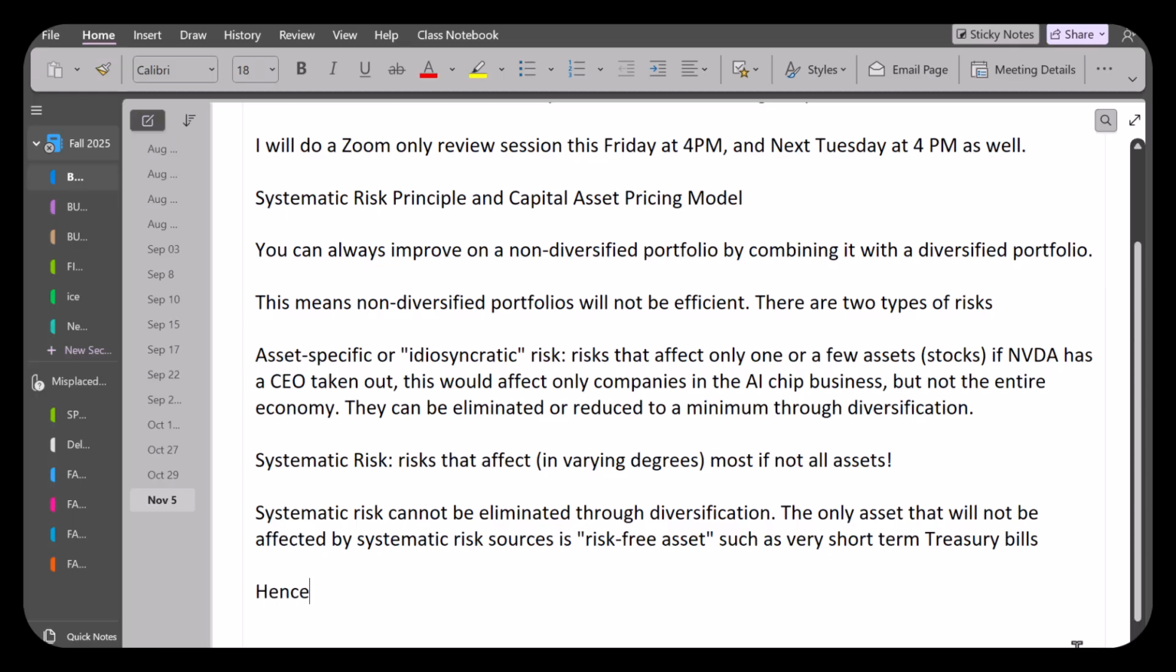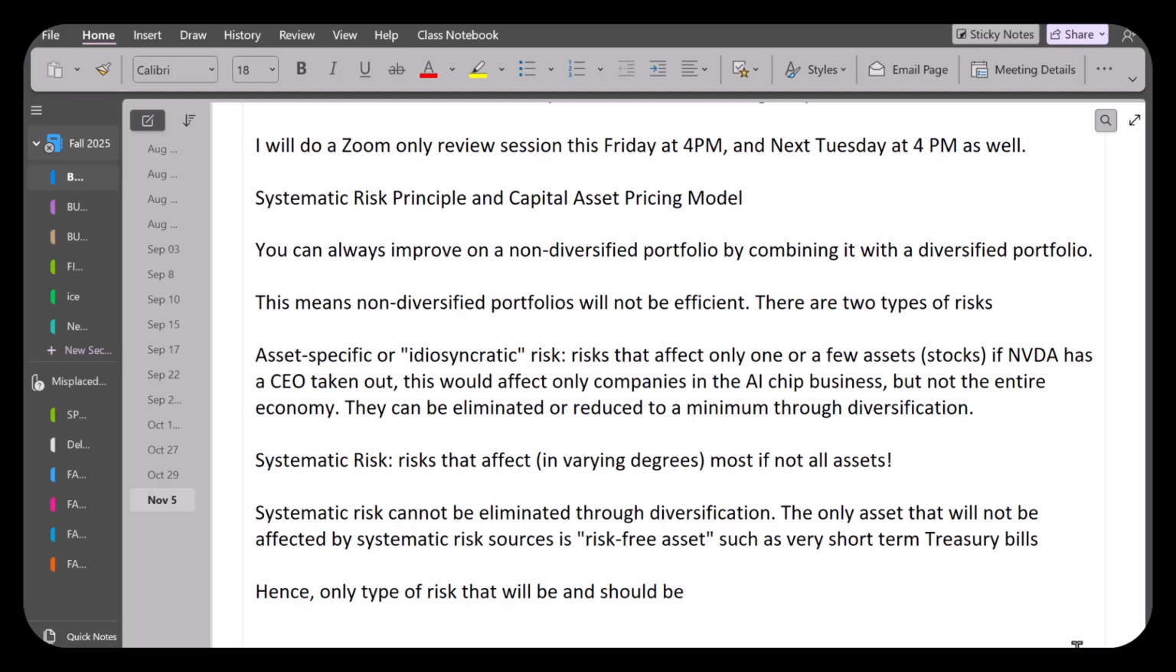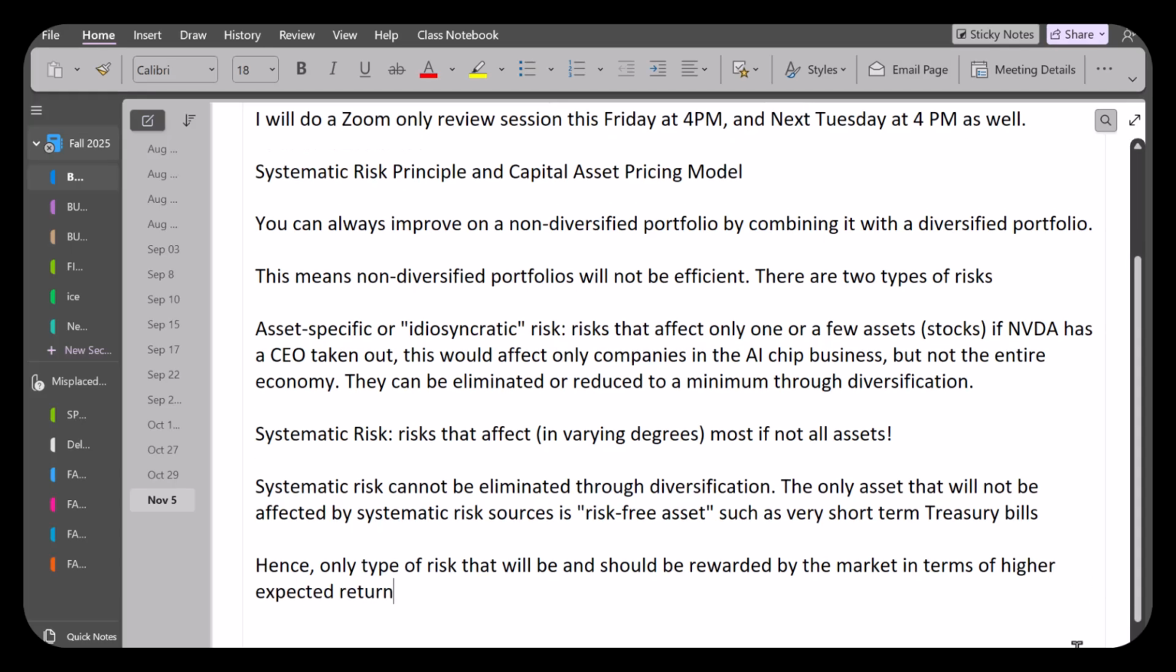Hence, the only type of risk that will be and should be rewarded by the market in terms of higher expected returns is systematic risk. Because if you're taking idiosyncratic risk, you can get rid of it or you can reduce it to a minimum through diversification. Why would the market reward you for that?